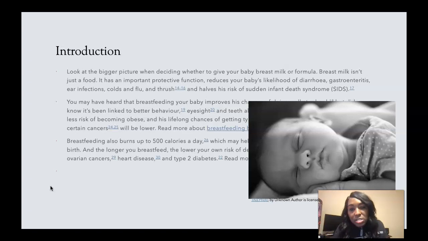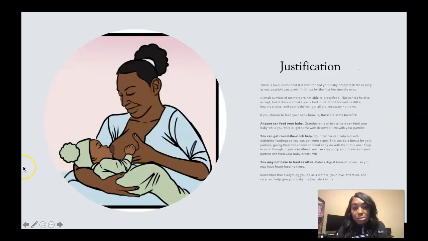Halves of the risks decrease with SIDS if you breastfeed. Formula does not have those odds. So it's important to know the value of why breastfeeding is important. The reason why I chose this topic is that there is no question that breastfeeding is the best option for feeding your baby.